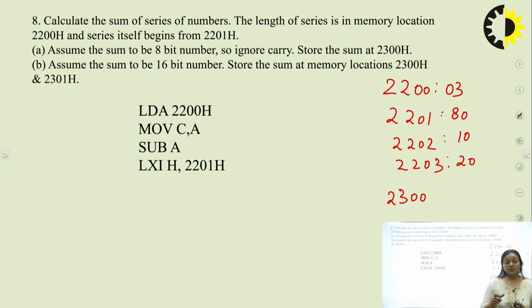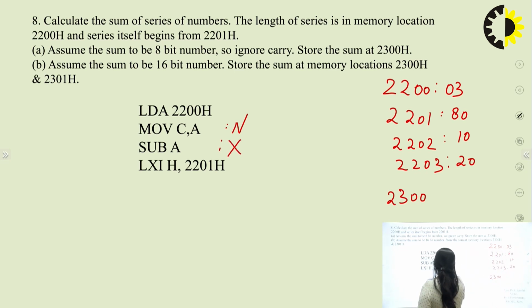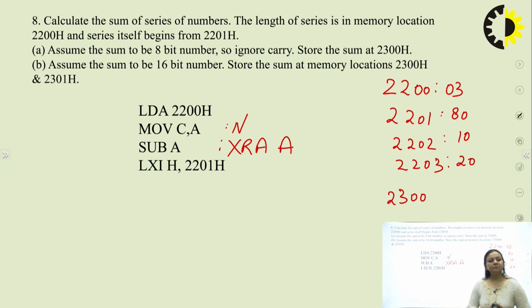In the accumulator you have the first input, which is the length of the array. I store it in register C; it represents the length of the array. Then SUB A. I first clear the accumulator to balance out the number of iterations, because going from 0 to 03 would otherwise give 04 iterations. So either you can decrement the counter by 1, or you can simply clear your accumulator using SUB A, or XRA A. In this way you can also clear the contents of the accumulator.